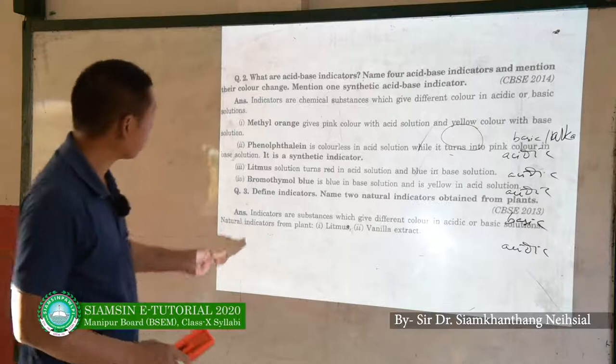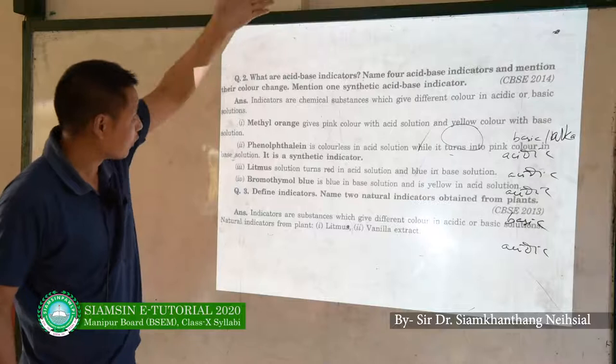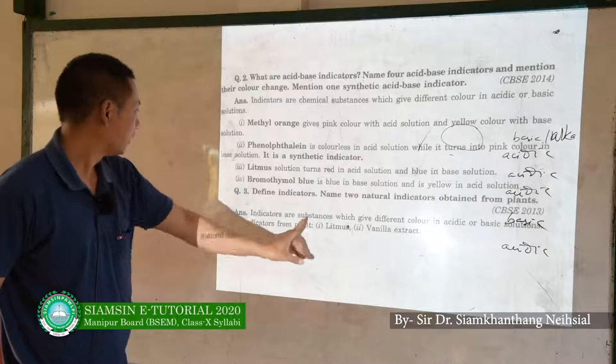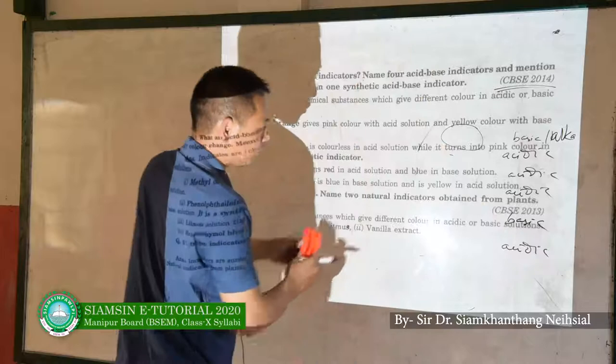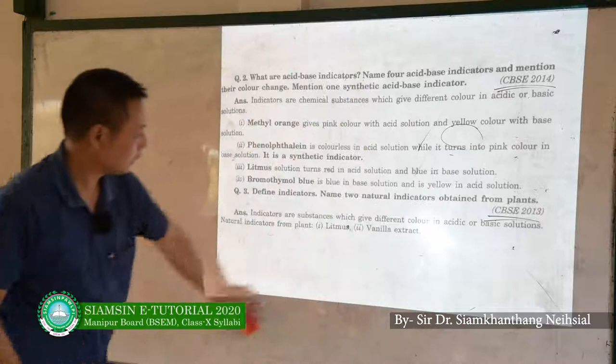Next, indicators. What are acid base indicators? Phenolphthalein, methyl orange are acid base indicators. The other term is simply called indicator. Example questions, CBSE 2014, CBSE 2013.